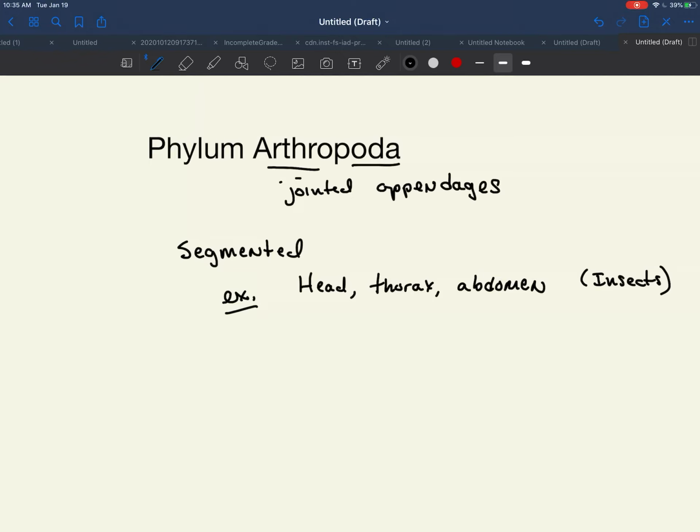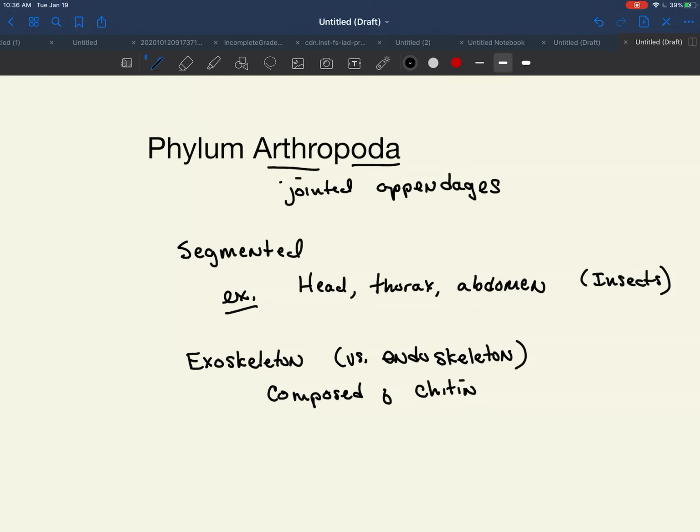One thing that these organisms have that is very interesting is an exoskeleton. This is different than an endoskeleton. We have an endoskeleton. Our skeleton is on the inside. The exoskeleton is like armor on the outside of the body, and it is composed of a type of carbohydrate called chitin. This is a sugar. This is like starch. This is like cellulose. So this is a carbohydrate.